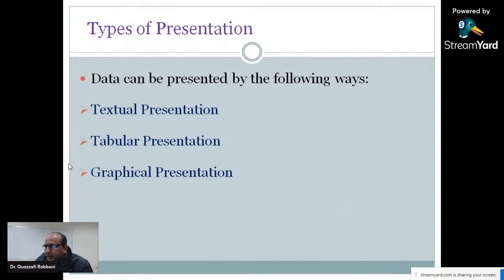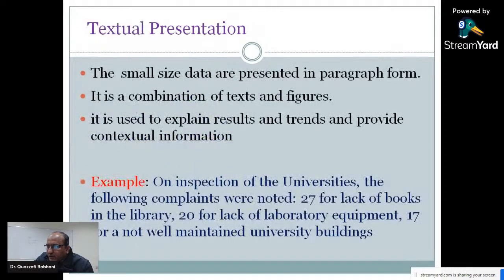Types of presentation: data can be presented in the following ways: textual presentation, tabular presentation, and graphical presentation. Generally, there are three types of presentation. Here we are discussing them: first is textual, then tabular, and graphical. So see what textual is. Textual presentation: if the data size is small, it can be presented in paragraph form. It is a combination of text and figures. It is used to explain results and trends and provide contextual information.